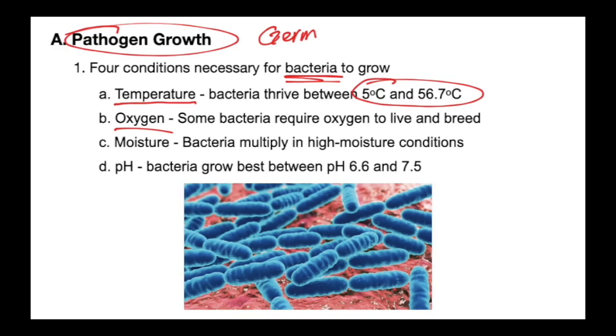Okay? Oxygen. Some bacteria require oxygen to live and breed. They're called aerobic. Some are anaerobic and they don't. They like moisture. They multiply in high moisture conditions. And they like a certain pH range, 6.6 to 7.5.